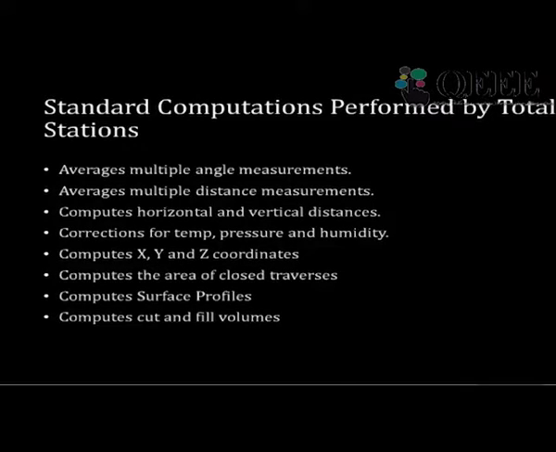Coming to the standard computations which can be performed by a total station, you can do averaging of multiple angle measurements. Suppose you are measuring angles of a particular point 10 times, then you can get the average of the multiple angle measurements. Then the average of multiple distances between your instrument station and your target means you can get the most probable value.